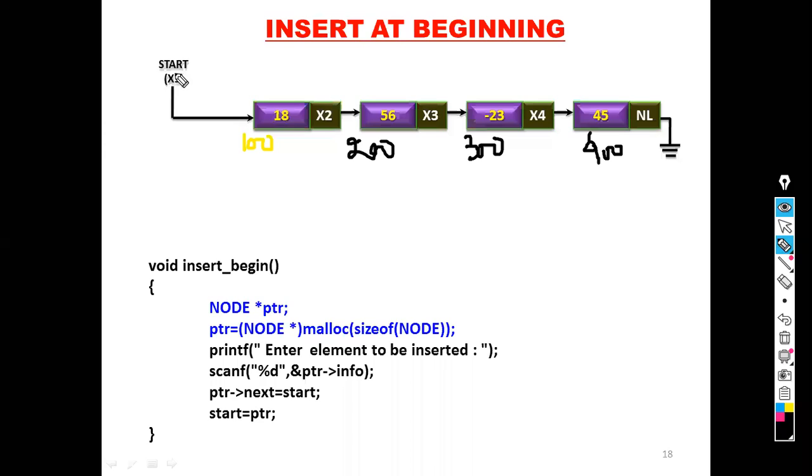So what is the value of start? What is x1? What is the value of start? 100. What is x2? 200. x3? 300. x4? 400. And this one is null because it is the last node of the linked list. And you have to insert a node at the beginning of the linked list. For that, first you have to declare the pointer of node type.